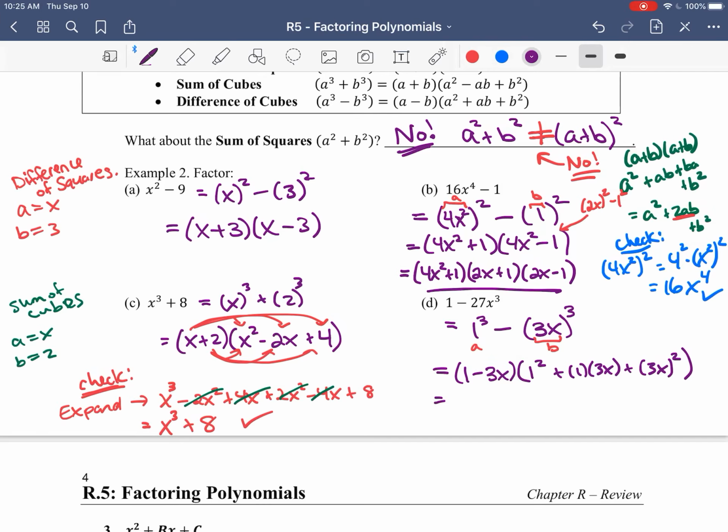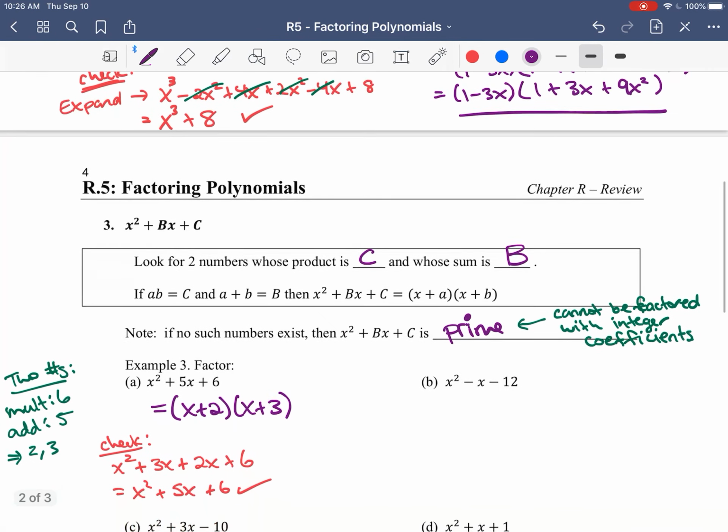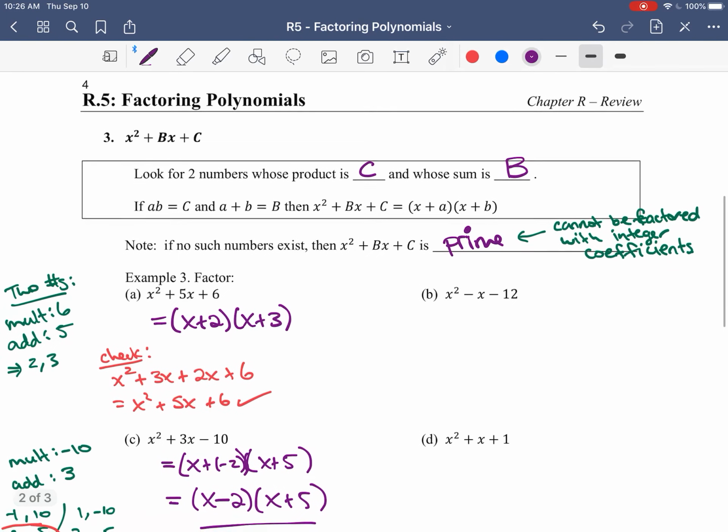Okay, so that's going to be 1 minus 3x times 1 plus 3x plus, now when I square 3x, it's going to be 9x squared. Okay, and again, that one doesn't factor, so we'll leave it like that. So that's how you can use the special formulas. Okay, let's try some other types of factoring.